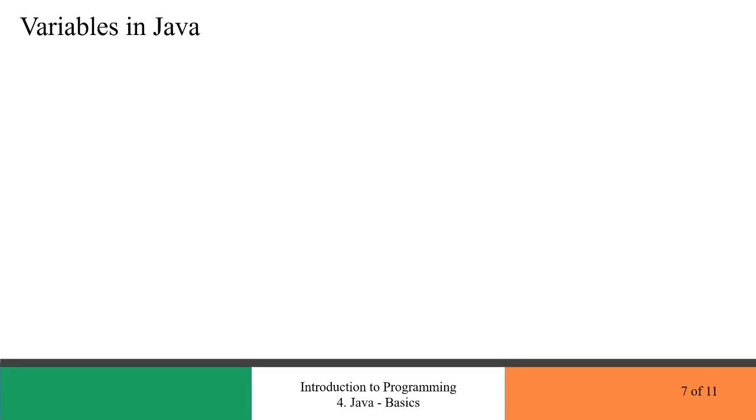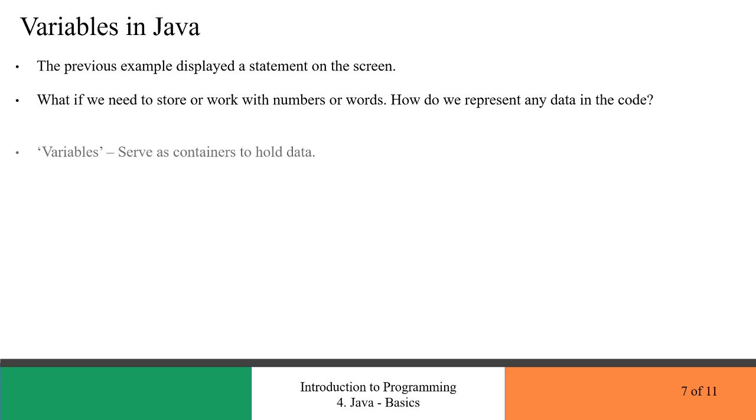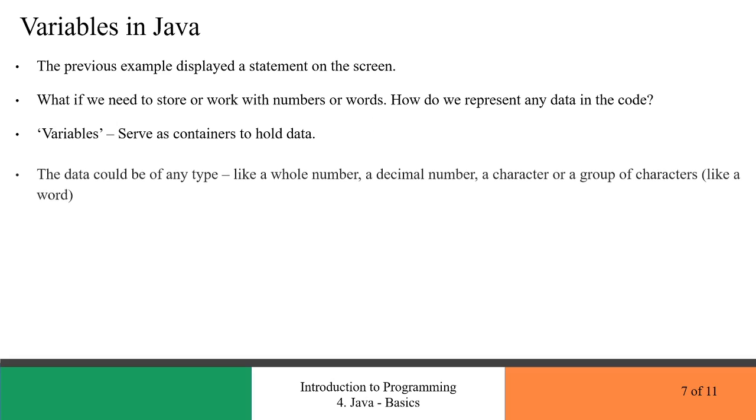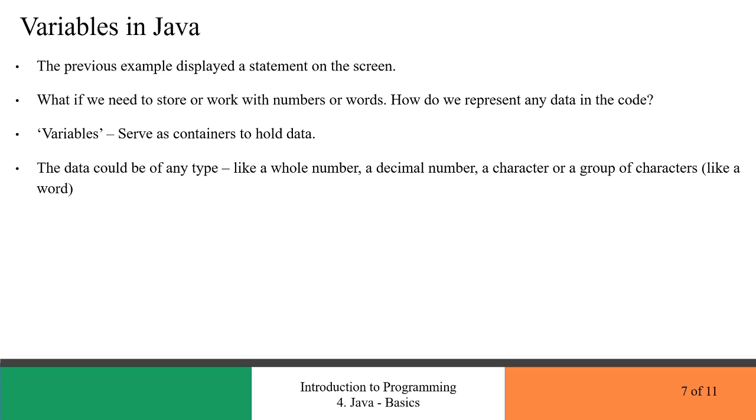Now, let us move on to variables in Java. Until now, in this lesson, we have seen an example of displaying a line of code to the output. So, how do we deal when we need to store certain data as part of our program? This is where variables come into picture. Variables serve as containers to hold data. The data could be of any type. It could be a whole number, a decimal number, which is a number with a fractional part. The data can be a character or a group of characters, like a word.